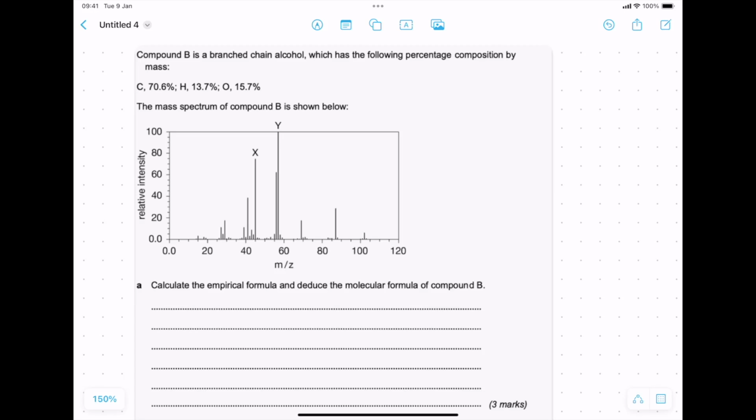I am going to walk you through a typical mass spectroscopy question found in A-level chemistry, International Baccalaureate, as well as Advanced Placement chemistry if you're in the US. The important parts of a mass spectroscopy graph are usually the very last peak, which tells us the actual mass of the molecule, that peak there, and then individual fragments.